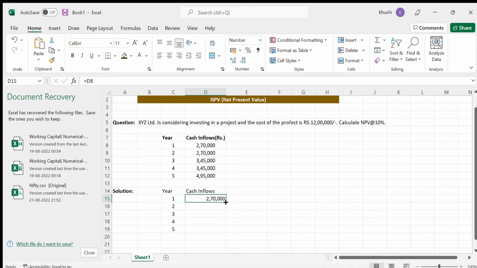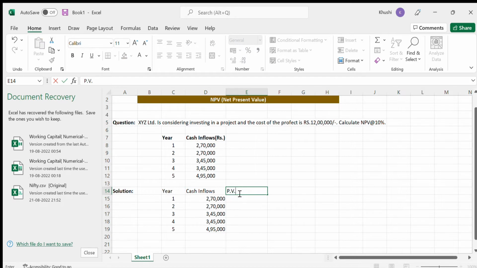Now, what we are going to do is calculate the discounting factor or the present value factor. For that, we will write here a column that is PV factor, present value factor, which is given at the rate 10%. For calculation of this present value factor, what we have to do is write 1 divided by, in bracket, 1.10, bracket close to the power 1.